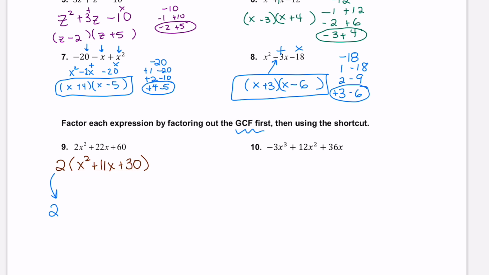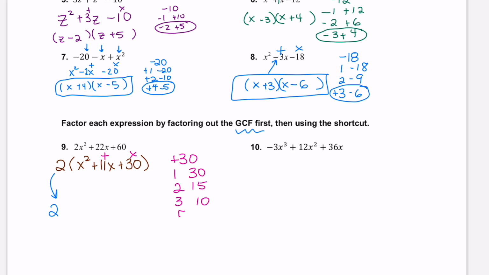So to use the shortcut, first we learn to add, then we learn to multiply. We're looking for two things that multiply to 30 and add to 11. Now 30 is positive, so they're both going to either be positive or negative. Since we're adding to be a positive number, they both have to be positive. 1 times 30, 2 times 15, 3 times 10, 4 does not go in.